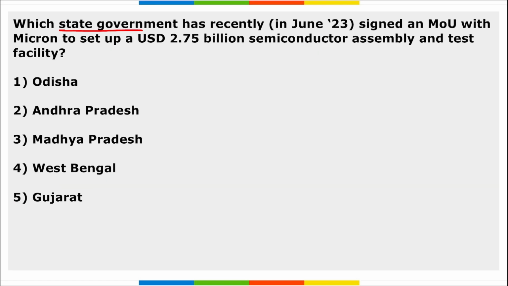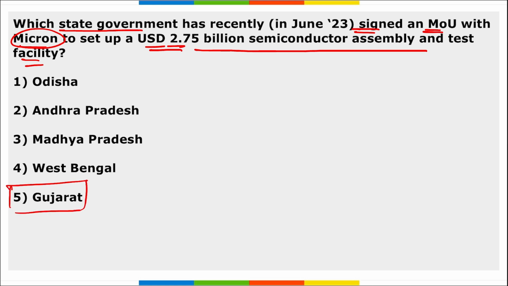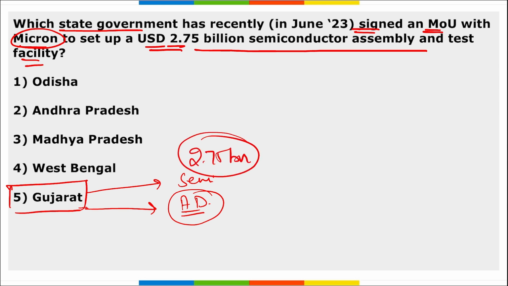Next, which state government recently signed an MOU with Micron to set up a $2.75 billion semiconductor assembly and test facility? It is your Gujarat, right? Gujarat state signed an MOU, and in the starting of the video I mentioned that in Gujarat you will be seeing semiconductor manufacturing, you will be seeing artificial diamond manufacturing, and the artificial diamond that was gifted by Prime Minister Narendra Modi to the wife of Joe Biden was an artificial diamond that was manufactured in Gujarat itself. Correct? And here it will be of $2.75 billion worth.